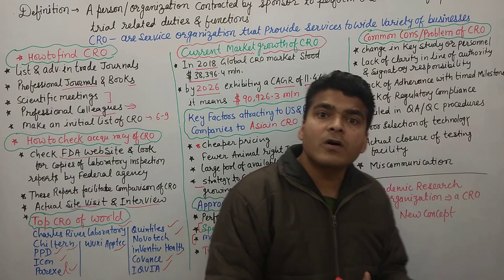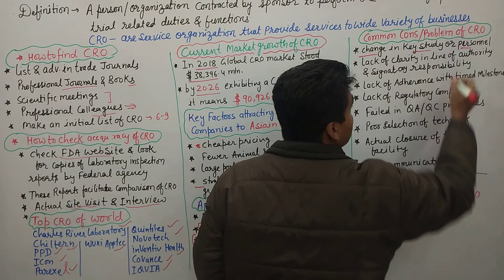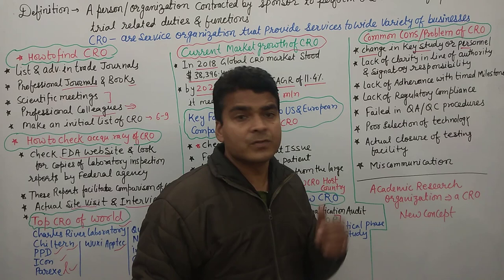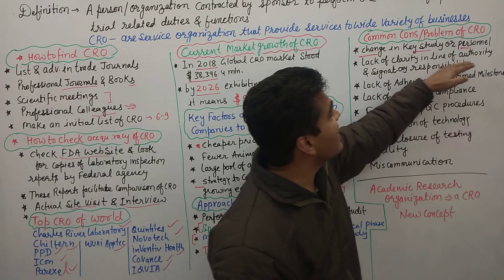So the first one is change in the key studies and personnel. Generally what happens sometimes is that the person who is doing the study has moved from one CRO to another CRO. So this is another problem associated with the CRO. Then lack of clarity in line of authority and signatory responsibility. So this is another important point.